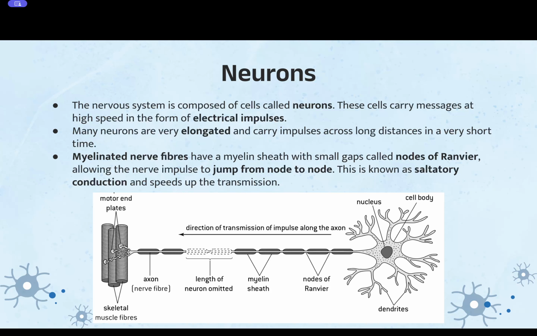Myelinated nerve fibers that have a myelin sheath around them with small gaps called nodes of Ranvier allow the nerve impulses to jump from node to node. So in the structure of a neuron, which by the way you do need to know, there's a nucleus.